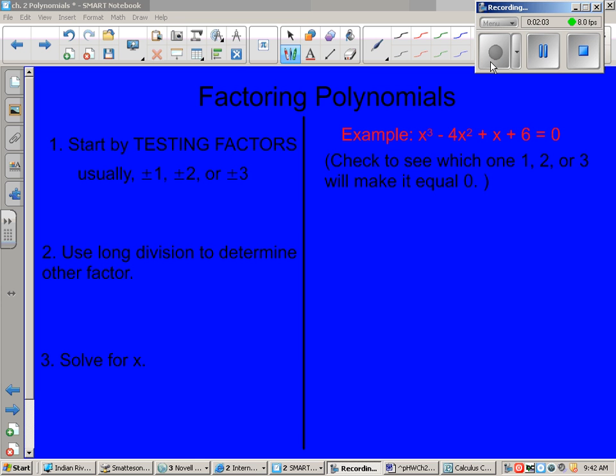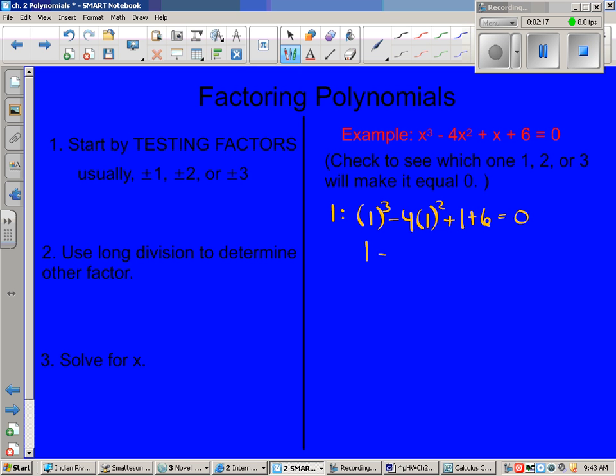So first I'm going to test to see if 1 will work. Inside my equation, I'm going to put 1, and what I'm looking for is, will it equal 0? I get 1 minus 4 plus 1 plus 6. If you did this, you'd recognize pretty quickly this does not equal 0. So 1 is not a root. If you don't believe me, just add that up. You'll see that it equals 4. Okay, let's try 2. Or maybe you want to try -1.